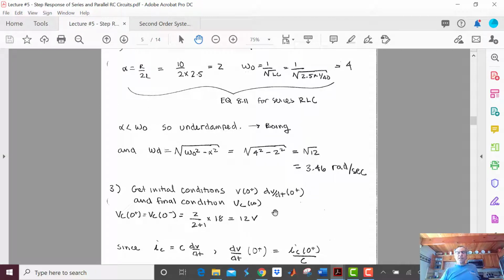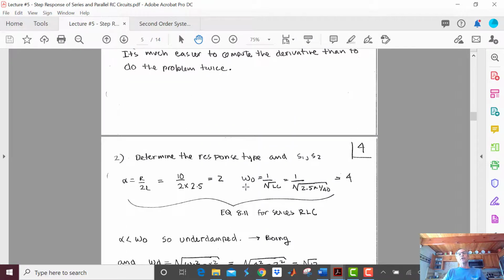So the things I need are going to be my initial conditions, VC of 0 plus, and dVC/dt of 0 plus, and the new thing for today's lecture, VC of infinity. So VC of 0 plus, well, that's going to be equal to VC of 0 minus. Let's just look at the circuit and figure out what it is.